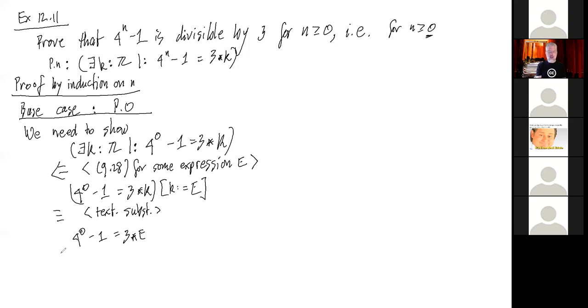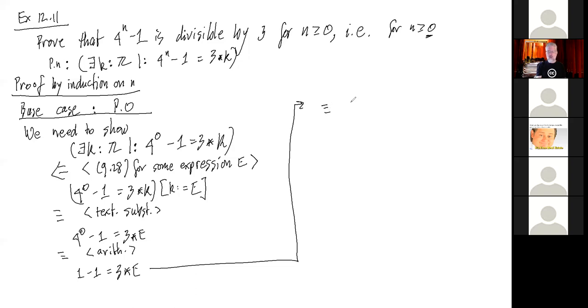And so from here on out, it's all just algebra and arithmetic. So this is by arithmetic, 4 to the 0 is 1, minus 1 equals 3 times E. And I'm going to zoom over here. And that is then, well, 1 minus 1, we all know what that is. I'm writing this out probably in more detail than you would need to. 0 equals 3 times E. And now I can just divide through. Divide both sides by 3.